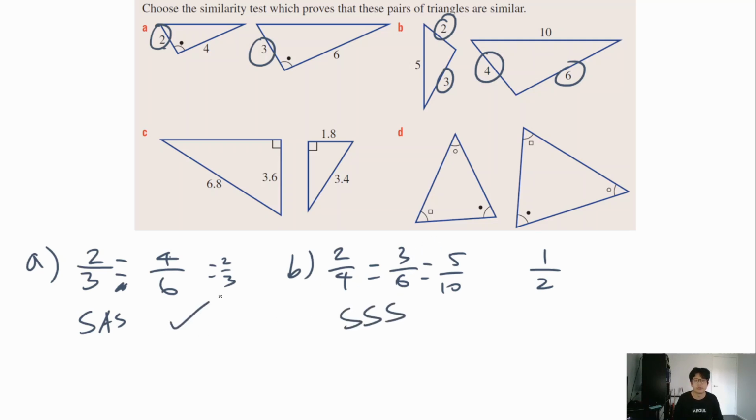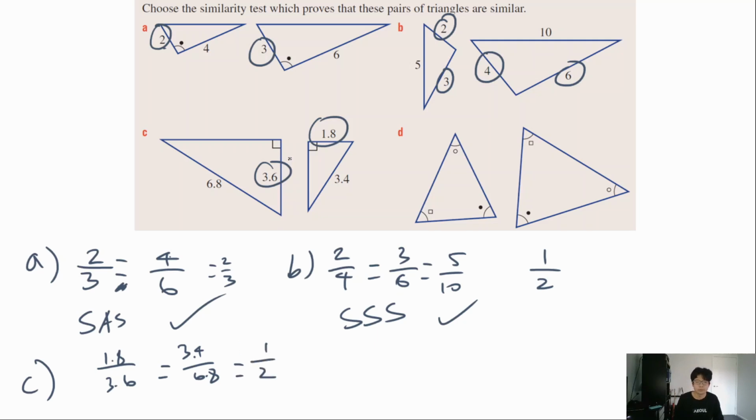Give yourself a tick for each one you got correct so far. Now moving on to question C, I've got a right angle and two sides. So we just need to find out whether the two sides, the hypotenuse and the other side, are in proportion to each other. So our first set of corresponding sides is 3.6 and 1.8. So I'll just write the smaller one first. And we have 3.4 and 6.8. These fractions equal each other. Once again, if you simplify them, they both become 1/2. So this satisfies the test RHS, or right angle hypotenuse side.